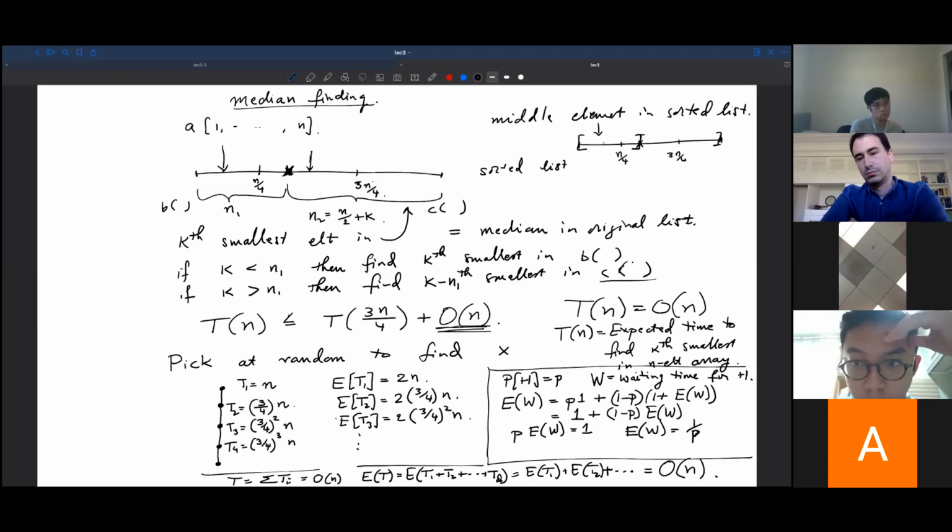But how big is our recursive call? Regardless of whether it's this list or that list, it cannot be big. What's the biggest it can be? Well, it can either go from here all the way to there, or it can go from here all the way to there. In either case, it's 3n over 4. That's the largest subproblem we could be handing off to our recursive call.